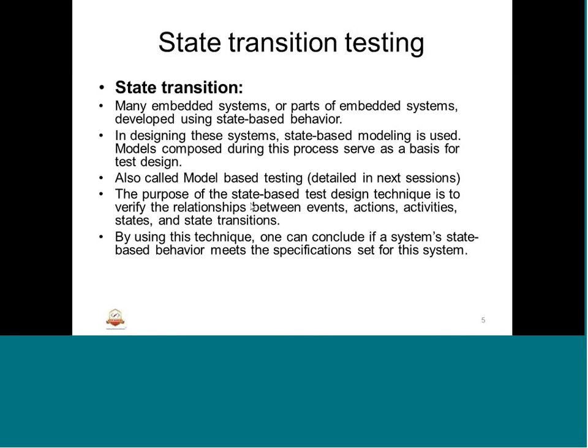Based on those conditions or events, the transition will occur. The events could be some actions. As a result of an event, some actions need to be taken care of. As a result of an action, some activities are going to be happening or executed. So that is how a state transition will happen. By using this technique, one can check if a system's state-based behavior meets the specifications set for this system.